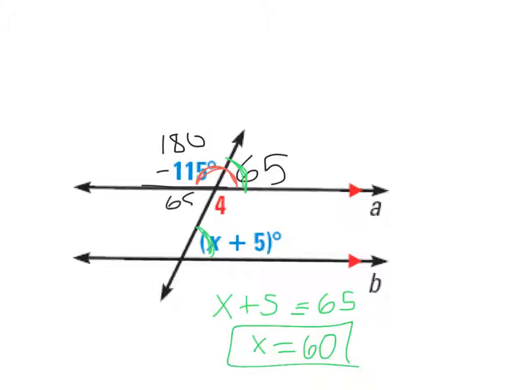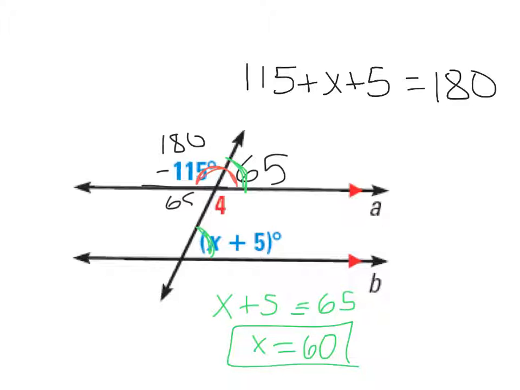What about the relationship between the 115 and the 4? What's true about the 115 and the 4? They're vertical angles, which means 4 would also be 115. What's the relationship between 4 and x plus 5? They're supplementary because they're same side interior. Does everybody see that? And so then those two add up to 180. So you could have done it that way. I could have said 115 plus x plus 5 equals 180, and then solved it, and then x equals 60.